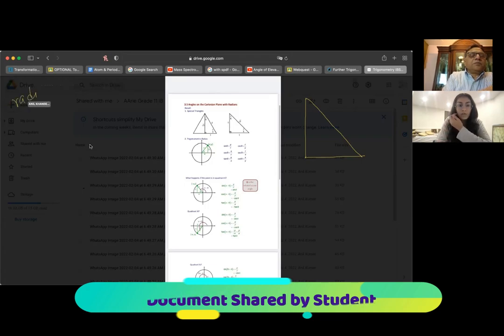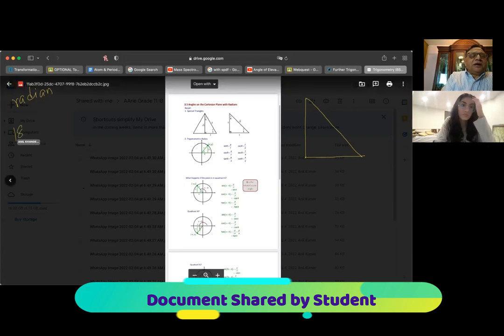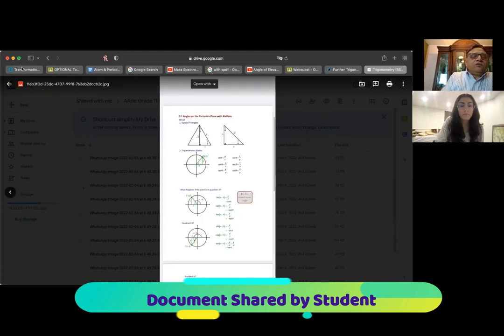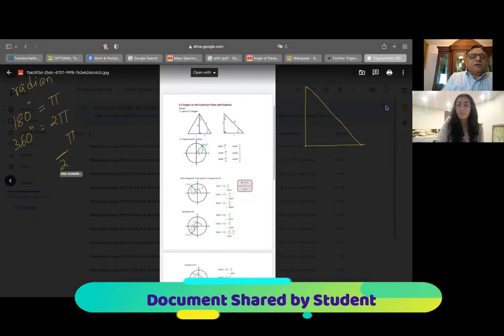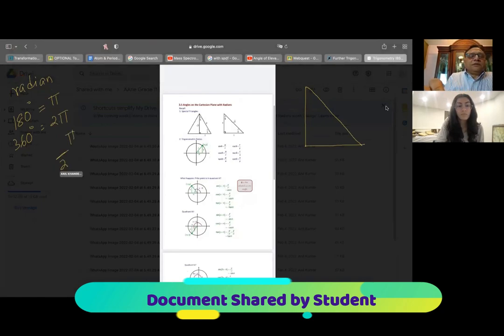So pi equals 180 degrees. Let me just write down here, as you are saying, pi is 180 degrees. So I'm writing 180 degrees as pi. 360 degrees will definitely be 2 pi. And if I want pi by 2, it'll be 90 degrees, correct? And pi by 4 will be half of 90 degrees, which is 45 degrees, correct? Okay. So this part is clear.